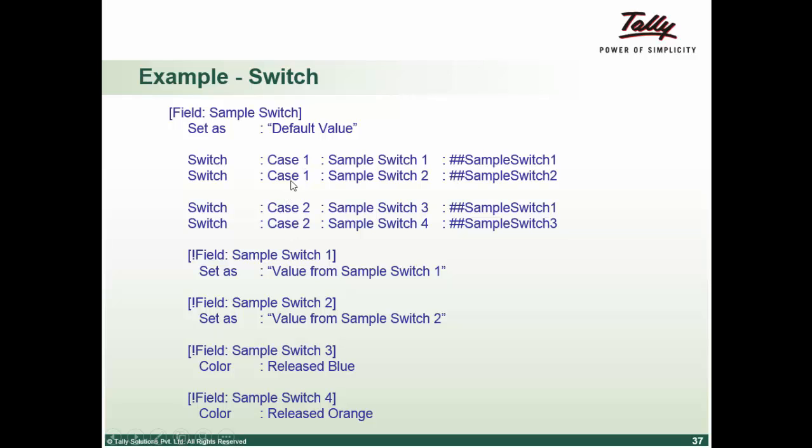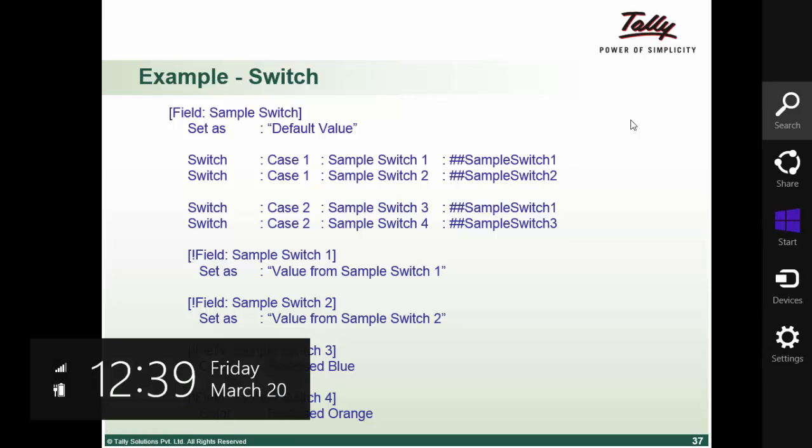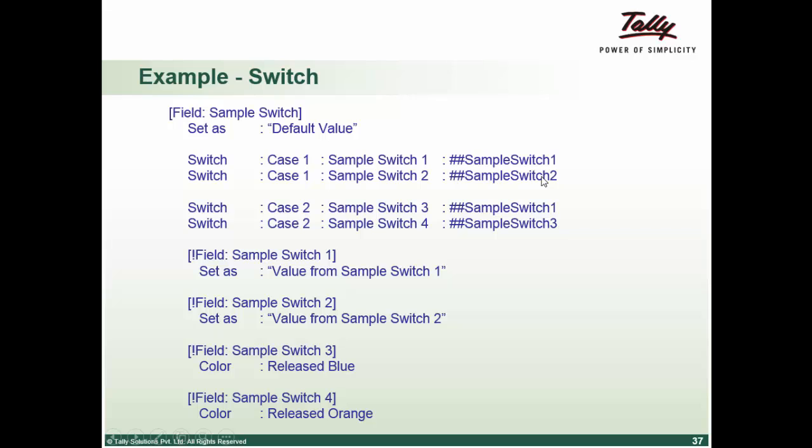So here we have given an example of a group. So in this case, in this switch case, if this condition sample switch 1 is true, the second one will not get evaluated at all. Similarly, with case 2, if the first one is true, this will not get evaluated at all. That is how it works.